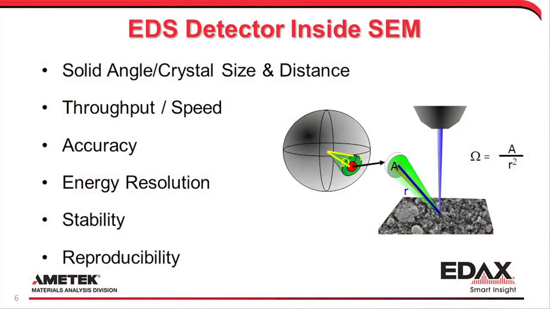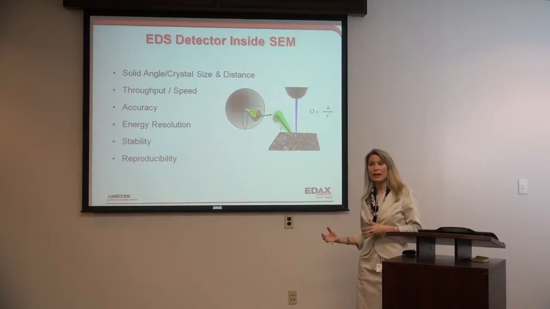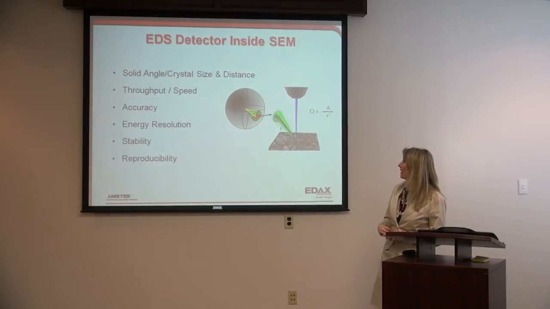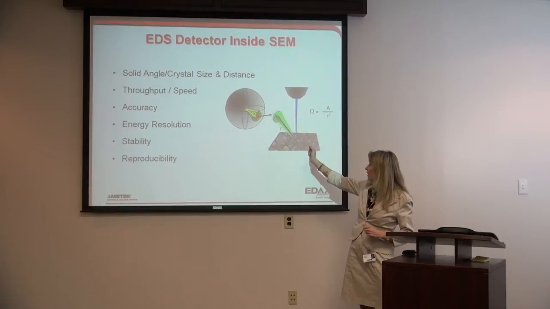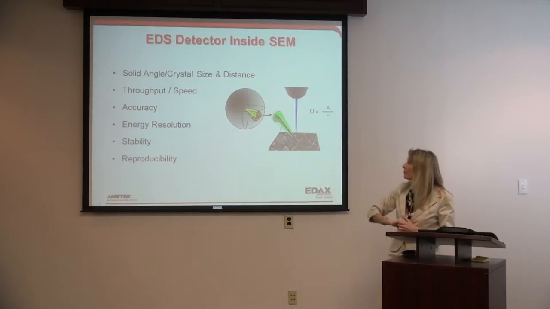When we think of collection efficiency, there are two terms that are most important. They come together to create another term called solid angle. So we think of size and distance to the sample. Those create solid angle, and that equation is a function of the distance squared. So for EDAX, we not only focus on the size, but we spend extra time engineering our detectors so that we can get in as close as possible to the sample. And that gives us an even greater benefit than just the larger size.